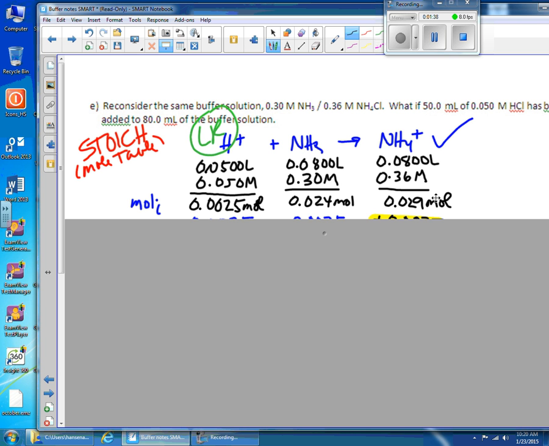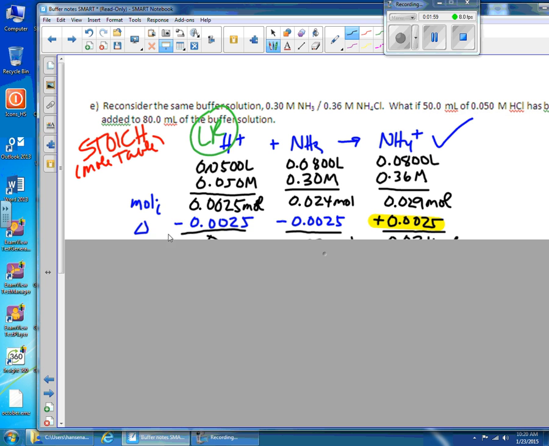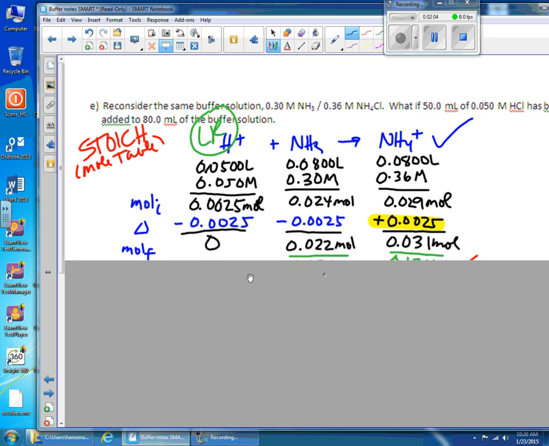All right, so thinking back to last year's chemistry, this is a classic limiting reactant problem. Anytime you add a strong acid or a strong base, the reaction goes to completion. So in this case, what am I going to run out of? The H+ is the lowest quantity, so that's my limiting reactant. The H+ is going to be totally consumed. For the next row, that's my change in moles. H+ totally gets used up. The NH3 goes down by that same amount, 0.0025, and then the NH4+ goes up by the 0.0025.